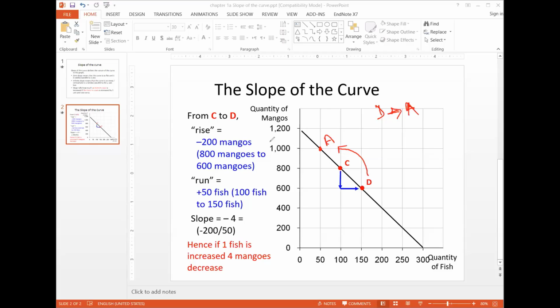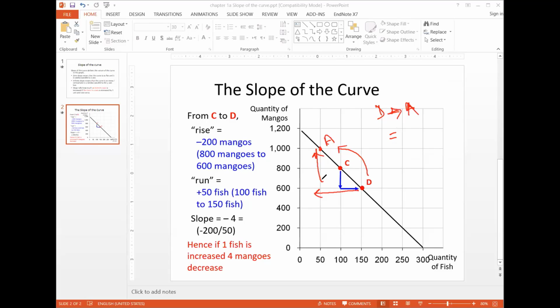So from D to A, we can do is from D to A. Because we are going up, first run, then rise. But the formula is rise over run.